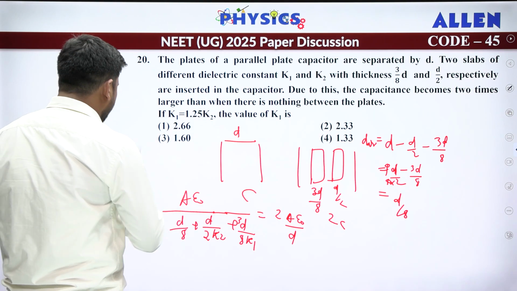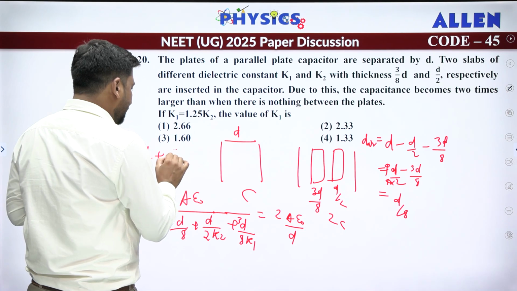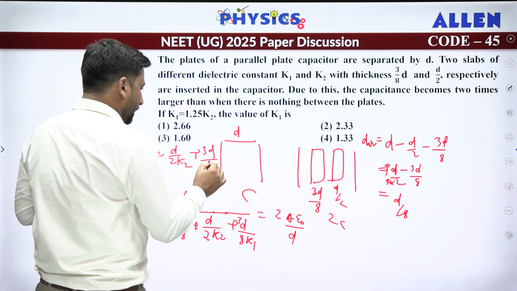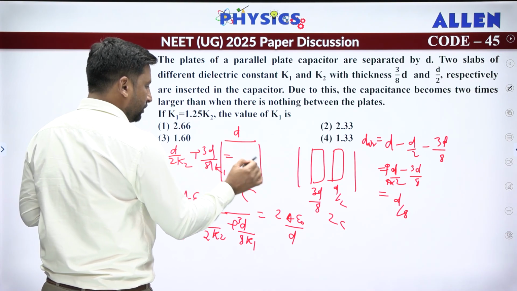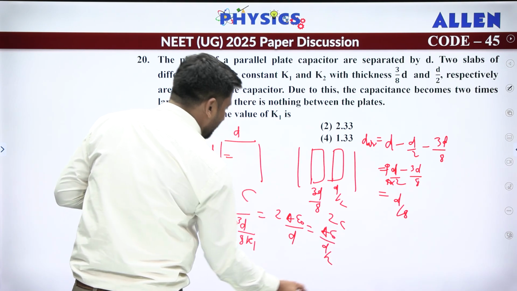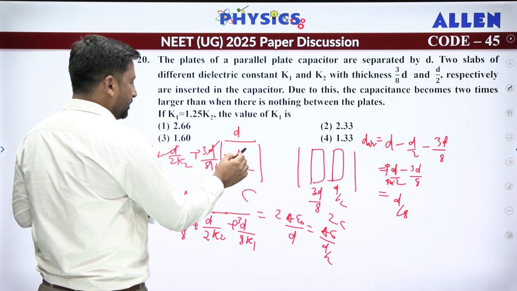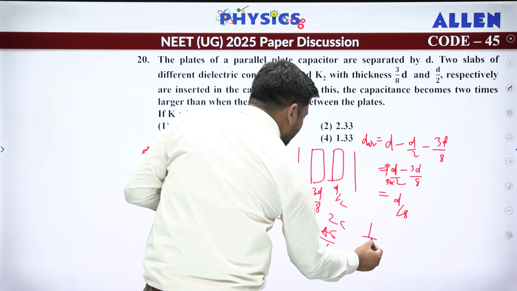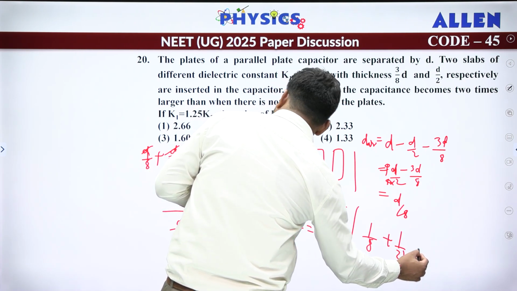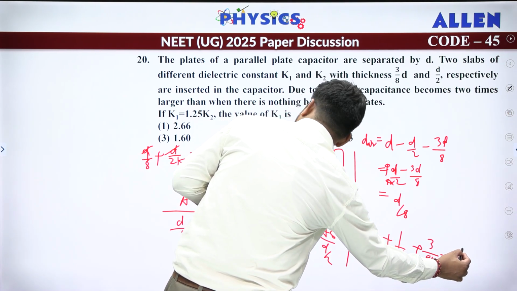So from here we can compare it. We can say that D by 8 plus D by 2K2 plus 3D by 8K1 is equal to D by 2. If you bring it, you can write it as A E naught D by 2. So this will be equal to D by 2. D will get cancelled. After this, what will you get? You can write 1 by 8 plus 1 by 2K2 plus 3 divided by 8K1 is equal to 1 by 2.